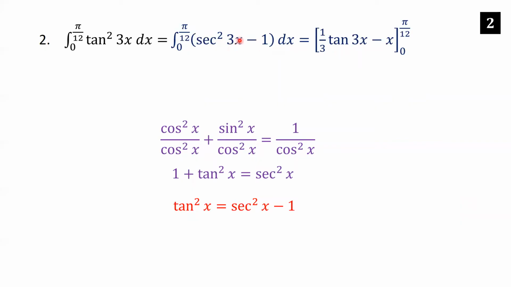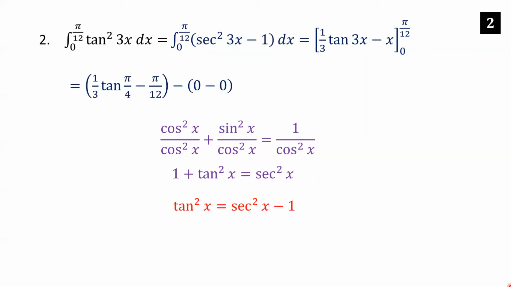Now, because of this 3 here, we are doing a little substitution. This one's simple enough that I think we could just do it in our head, that if u were 3x, then du would be 3 dx. So we need the 1/3 to make up for that. Okay, so this just becomes 1/3 of tangent 3x. And an antiderivative of 1 is x. And we're going from 0 to pi over 12.